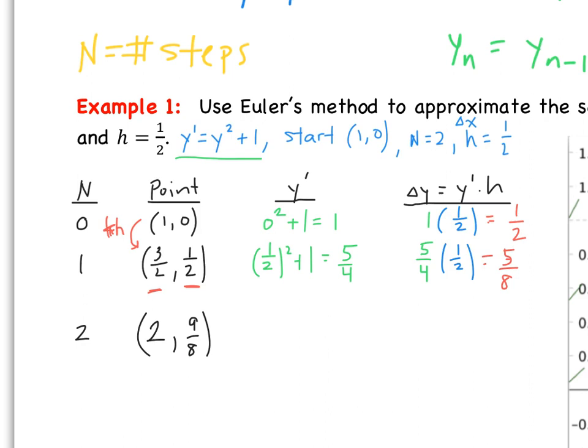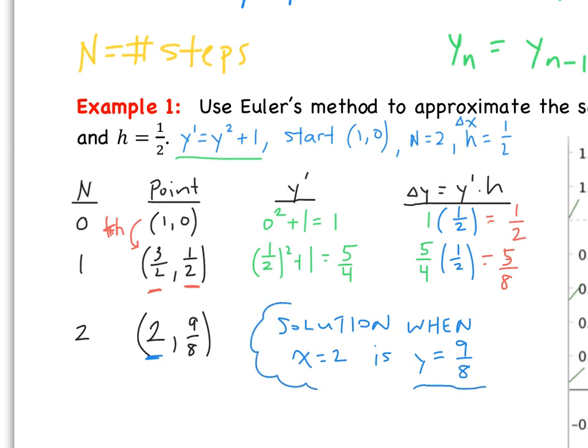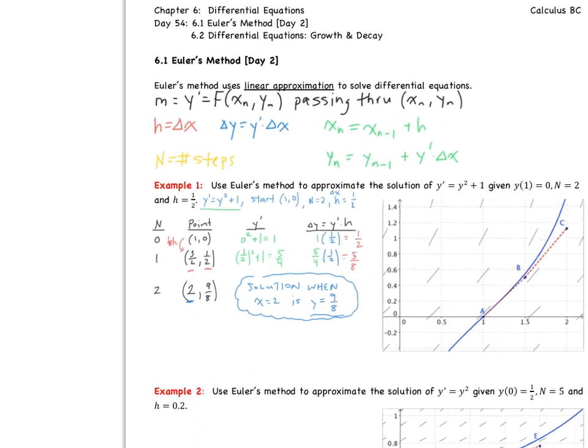So the way we can conclude this problem is our solution when x equals 2, because that's what we got here, is our y value equals 9/8. So this is the true solution. 9/8 is the approximation when x equals 2. Okay, so we're using these linear approximations.